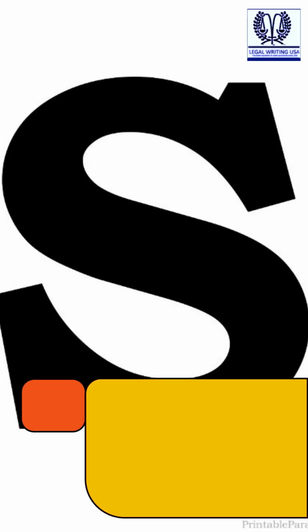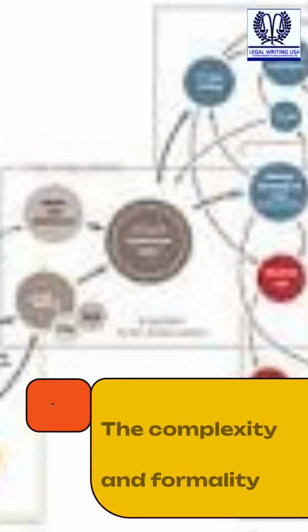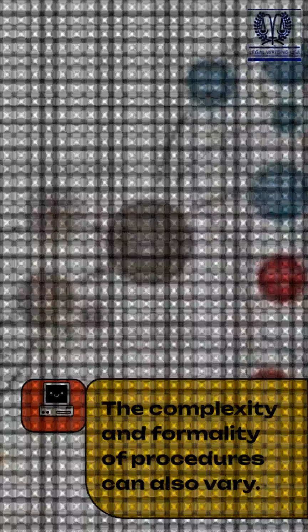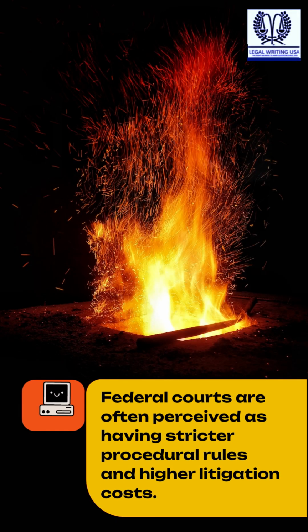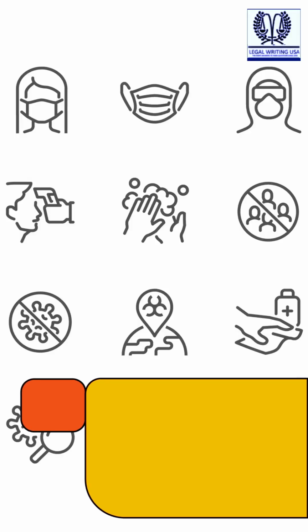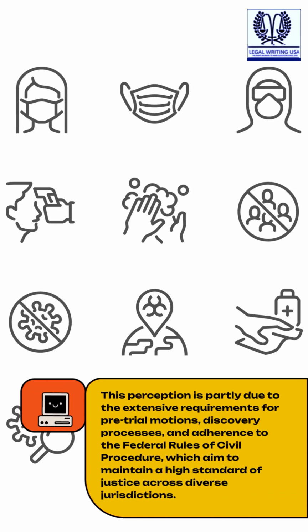State courts, on the other hand, have broader jurisdiction, handling most civil lawsuits, including those related to personal injury, contract disputes, and family law. The complexity and formality of procedures can also vary. Federal courts are often perceived as having stricter procedural rules and higher litigation costs. This perception is partly due to the extensive requirements for pre-trial motions, discovery processes, and adherence to the federal rules of civil procedure, which aim to maintain a high standard of justice across diverse jurisdictions.